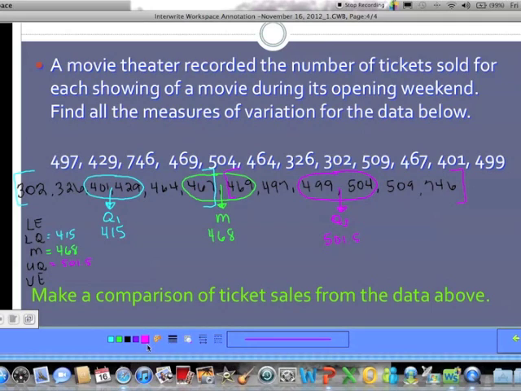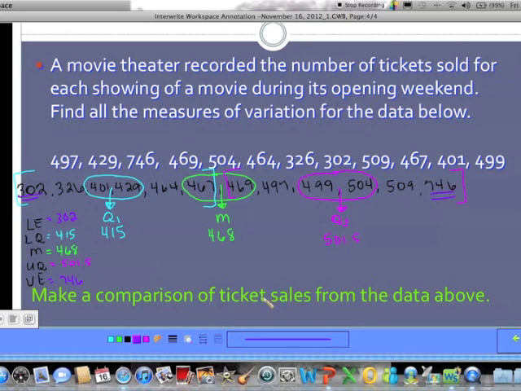Now the last thing would be my upper and lower extreme. And those are the easiest to find because that's going to be my highest number and my lowest number. So the lower extreme is 302 and the upper extreme is 746. All right, so now I found my 5-number summary, and we're going to use that later in order to make a box and whisker plot. So that's really important that you know how to do the 5-number summary.